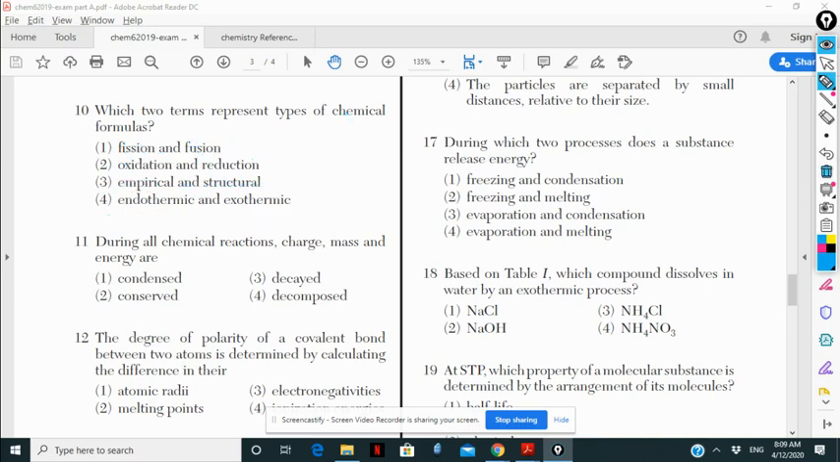Question number 11. During chemical reaction, charge, mass, and energy must be the same. I don't have a change, so must be conserved. Condensed, no. Conserved, yes. Decay, decompose. So the other three options show you that you have a change, and we agreed before there is no change.